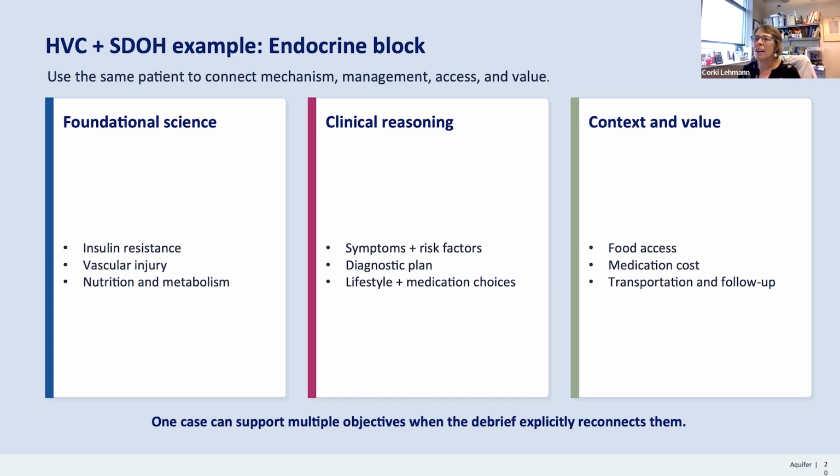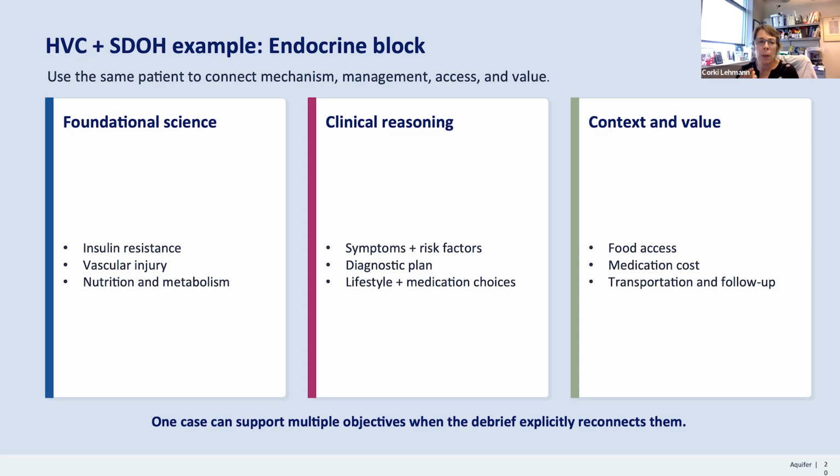So I went in and I saw, wow, high value case 4 matches well here. We've got a patient with type 2 diabetes. It gets into some of the foundational science about insulin resistance, vascular injury, and then talks about nutrition and metabolism. It's got those clinical reasoning parts in there with the symptoms, the risk factors, coming up with the diagnostic and medical management plan. But I think this is the neat part. Then it goes into the context and the value stuff.